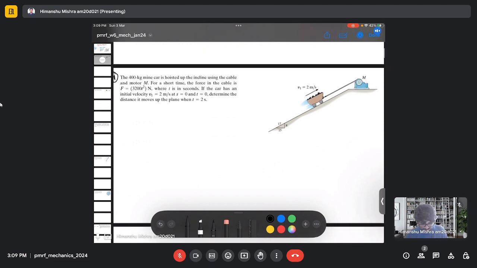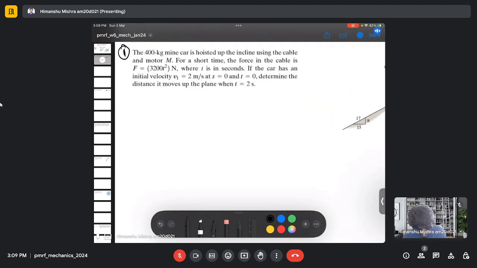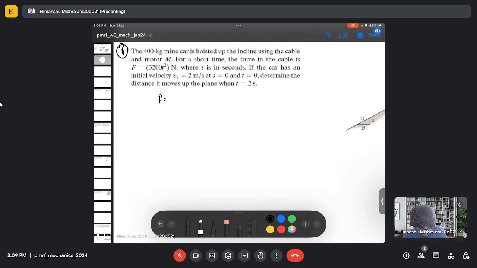So here we have given the force, which is a function of time. And we have given the initial velocity 2 meter per second at distance 0 and time 0 of course, and we need to find the distance at time 2 seconds.